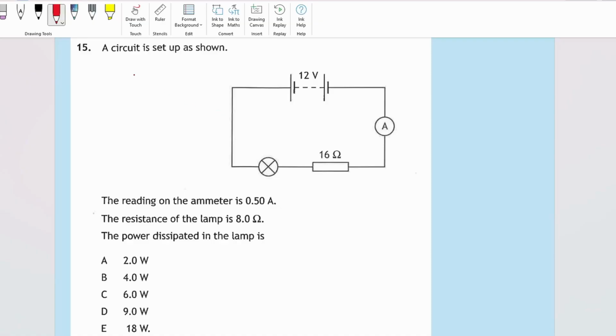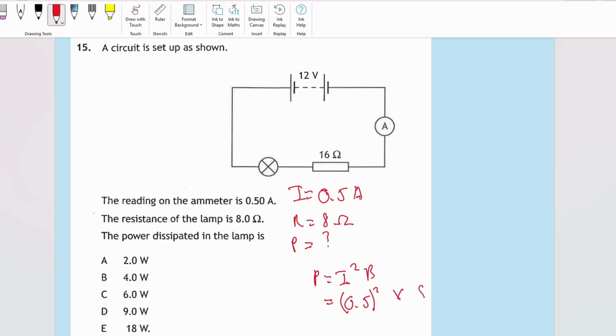Question 15 says a circuit is set up as shown. The reading on the ammeter is 0.5 amps, the resistance of the lamp is 8 ohms, and the power dissipated in the lamp is. So we have our current, which is 0.5 amps. We have our resistance, which is 8 ohms, and we need the power. So the formula that relates all these three is P equals I squared R, which is 0.5 squared times 8. So P works out to be 2 watts. So the answer is A.